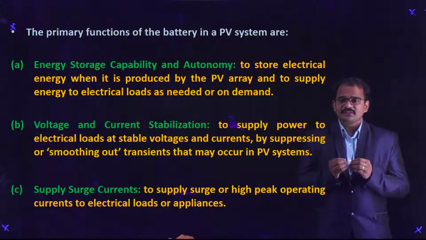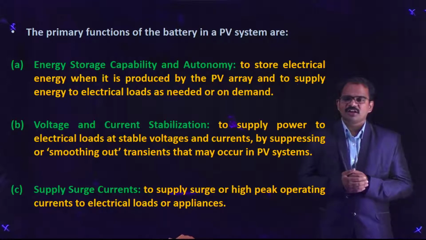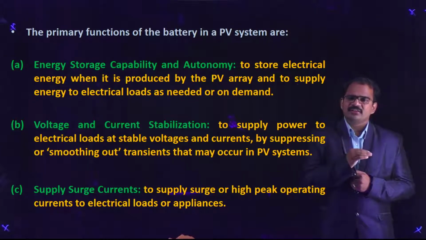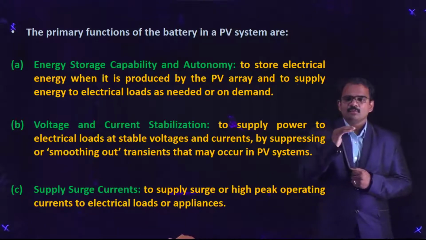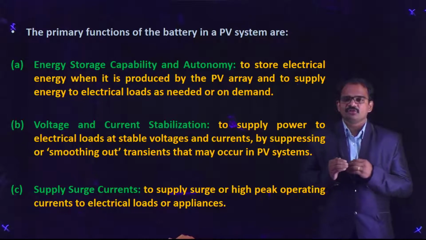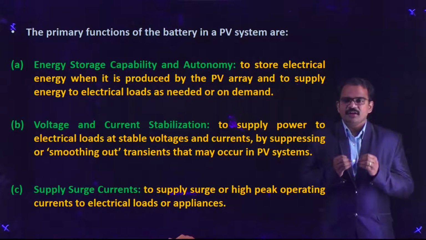To supply surge or high peak operating currents to electrical loads or applications, we need batteries. For example, motors will start with high running currents, but when they are in operation, they will go with rated currents. So in order to supply these high peak currents, we need to use batteries in conjunction with solar panels at the beginning. So all these are the three different functions of using batteries in PV systems.